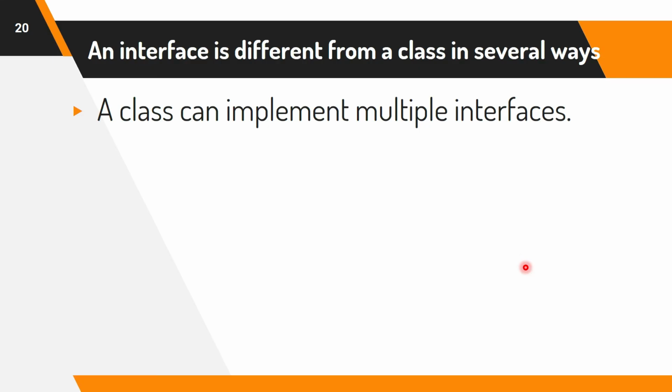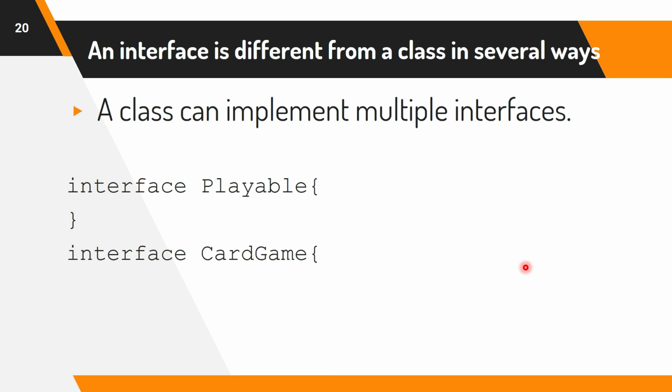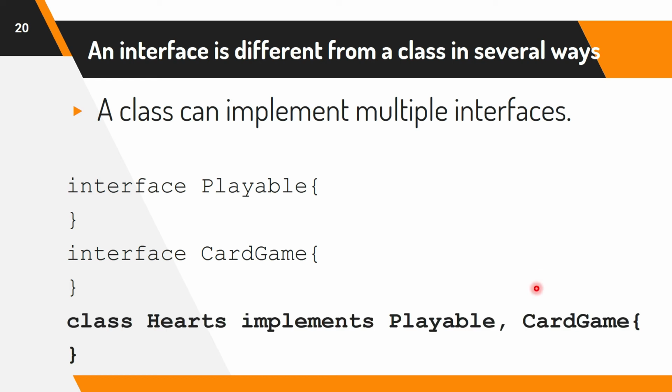A class can implement multiple interfaces. So example here, interface Playable and interface CardGame. There are two interfaces. So pwedeng one at a time na i-implement ng class. So here, class Hearts implements Playable, CardGame. Meaning, interface Playable and interface CardGame ay na-implement ng class Hearts.